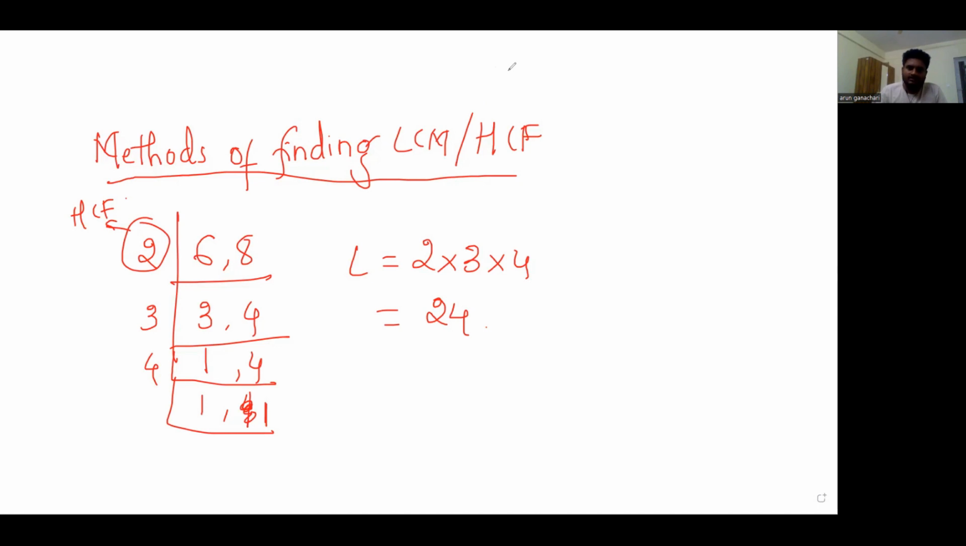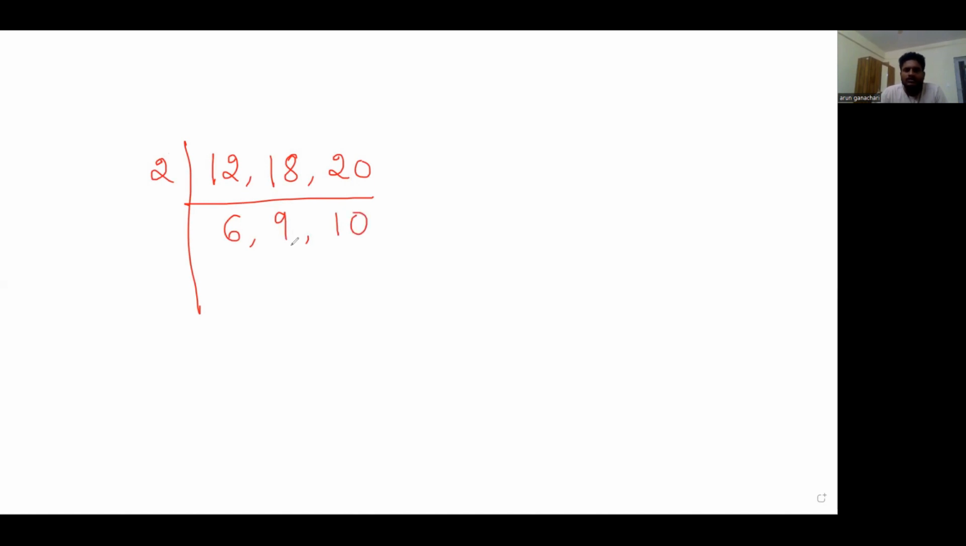Now, let's take some bigger examples. What if I wanted to find the HCF of 3 numbers, 12, 18 and 20? I'll try to divide it by the number which is common to all these 3 numbers. What is the common number? 2. Yes. 2 6s are 12, 2 9s are 18, 2 10s are 20. After this, nothing is common. We cannot have a common divisor. If there are no common divisors, then that is called what? HCF.